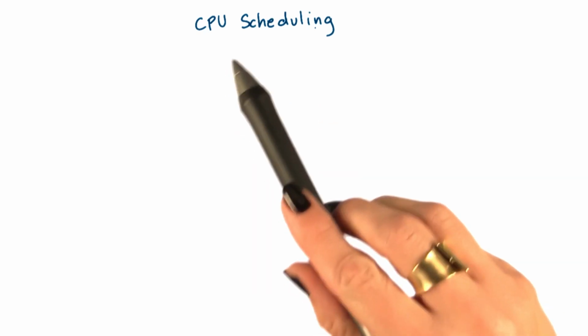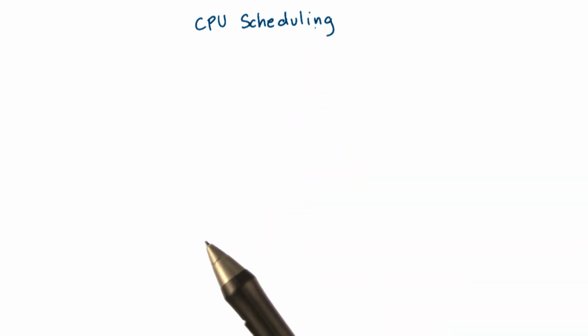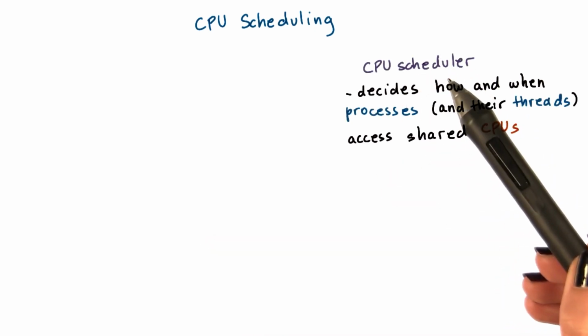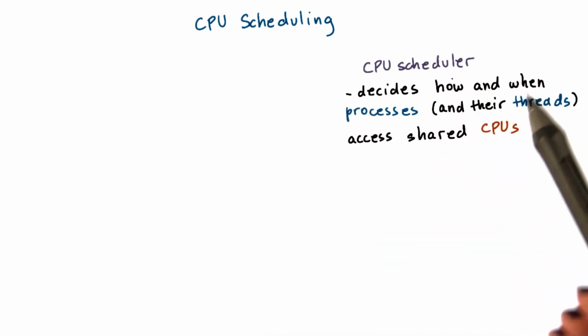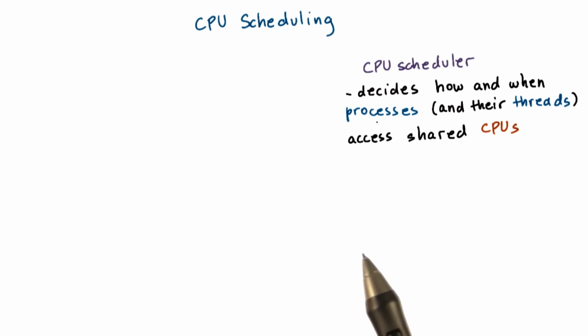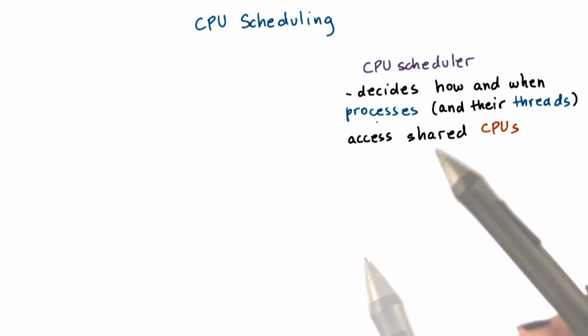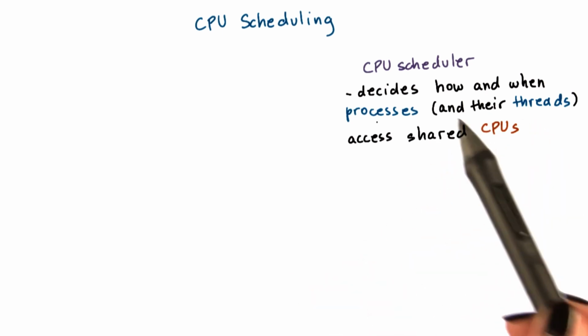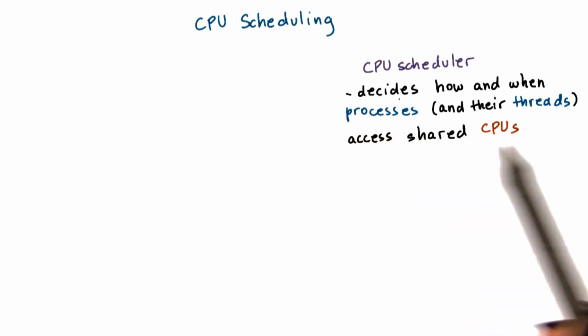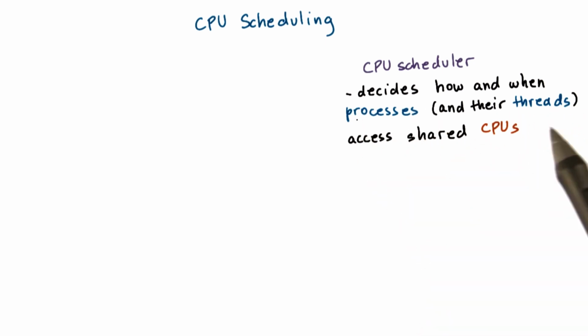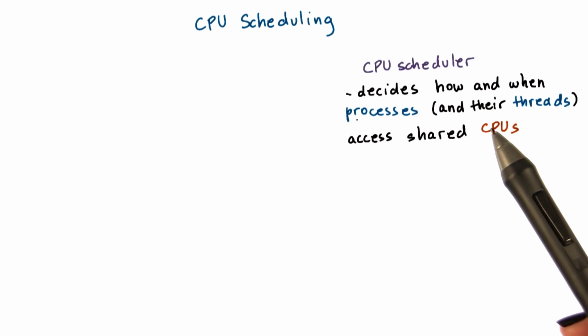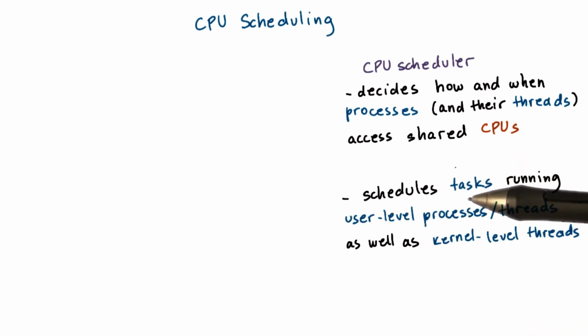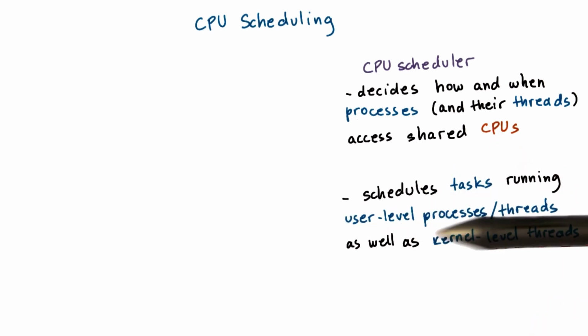We talked briefly about CPU scheduling in the introductory lesson on processes and process management. We said that the CPU scheduler decides how and when processes access the shared CPUs in the system. In this lesson, we'll use the term task to interchangeably mean either processes or threads, since the same kinds of mechanisms are valid in all contexts. The scheduler concerns the scheduling of both user-level processes or threads, as well as the kernel-level threads.